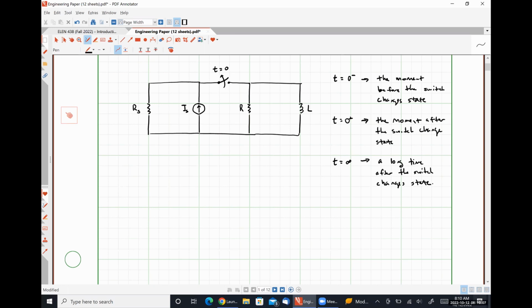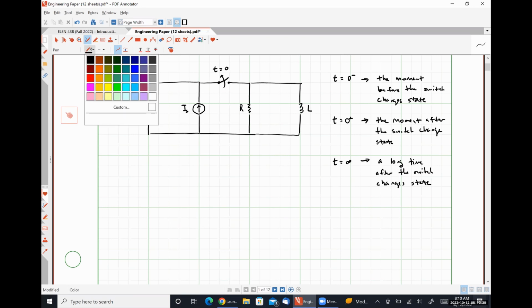I've identified these three different times that we're going to be dealing with in our analysis, because we're going to find that the circuit effectively behaves differently at these three different points. And the reason why the circuit is going to behave differently is because we are introducing something new when we open or close that switch. We're making a connection or we're breaking a connection that is going to change the electrical characteristics of the system as a whole. Okay.